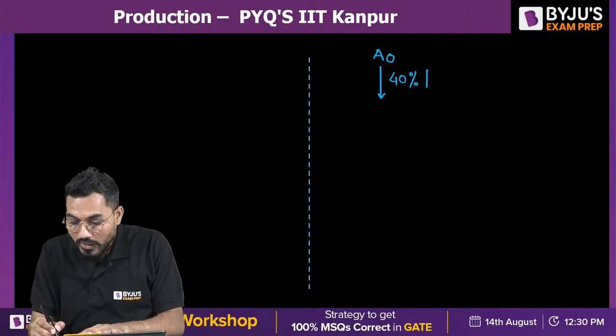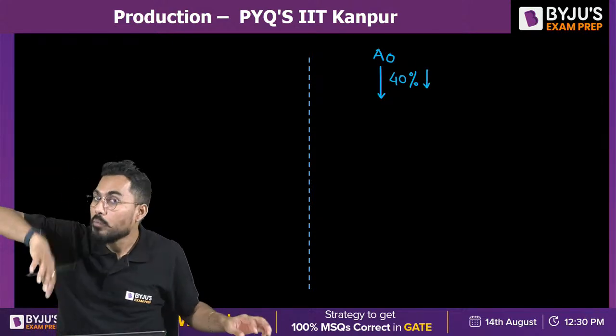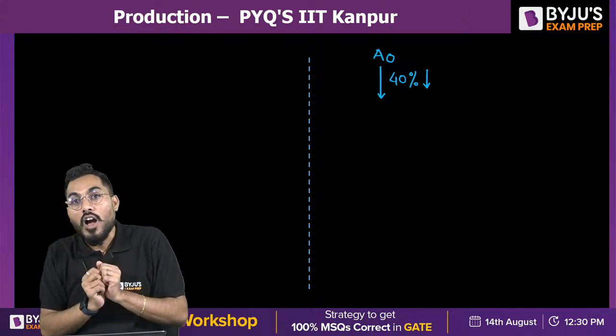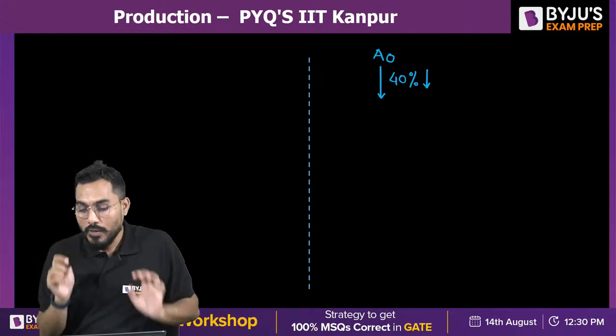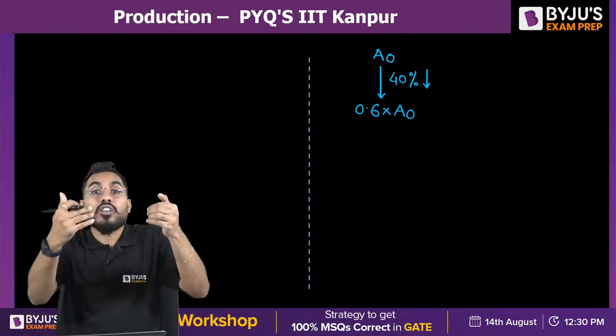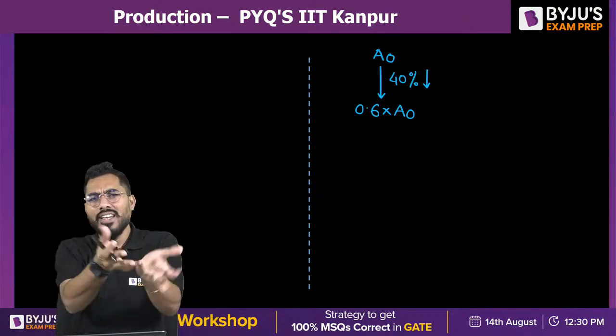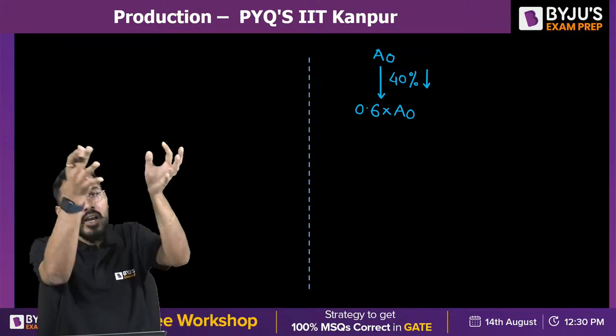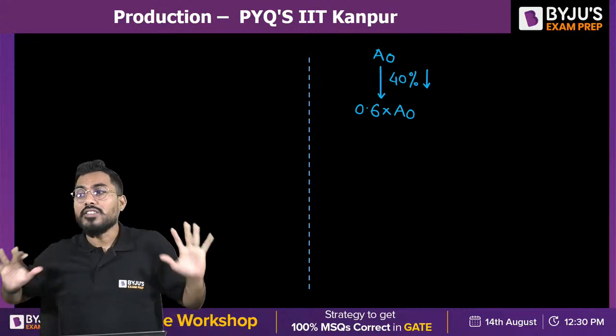Now tell me, if the reduction in the cross-sectional area is 40%, how much will remain? The reduction is 40%, so can I say the remaining will be 60%? That means 0.6 into A naught is the remaining cross-sectional area after the first stage. It might be any cross-sectional area. The original is something, it is reduced by 40%, and the remaining is 60%.